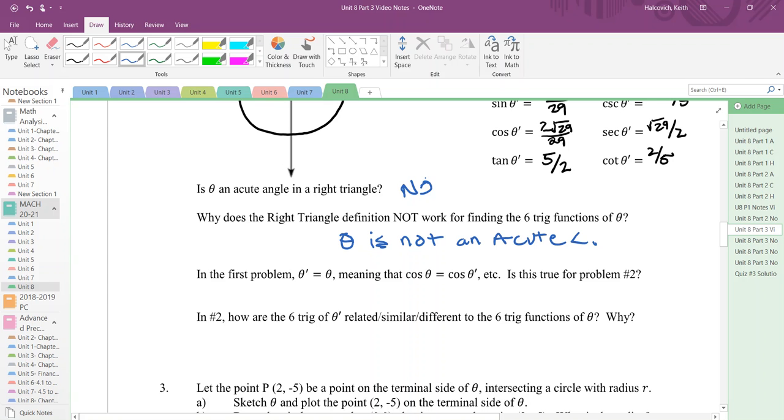In the first problem, theta prime equaled theta because it was the first quadrant, meaning cosine theta equals cosine theta prime. Is this true for problem 2? The answer is no, because in quadrant 2, x is negative.